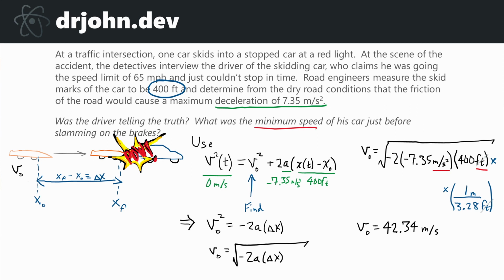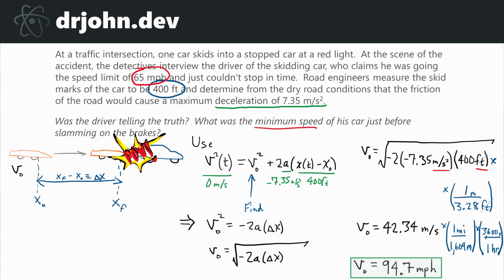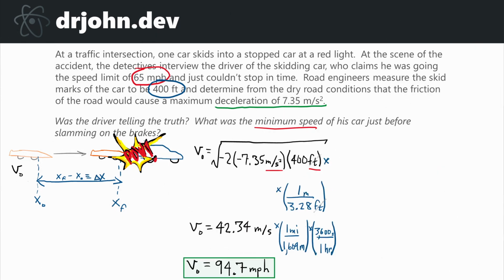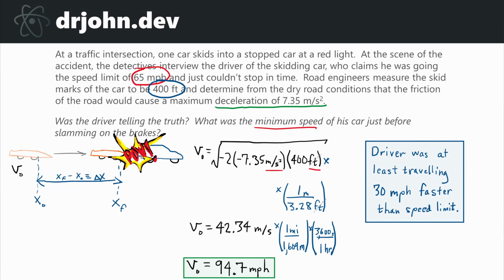Now, this definitely sounds fast, but how does it compare to 65 miles per hour? In order to answer the question completely, and for our own understanding, let's convert this answer from meters per second to miles per hour. This brings the car's minimum speed just before slamming on the brakes to 94.7 miles per hour. So, to answer the question, was the driver telling the truth? Absolutely not. The driver was traveling at least 30 miles per hour faster than the speed limit of 65.